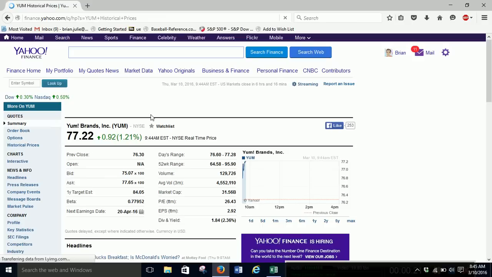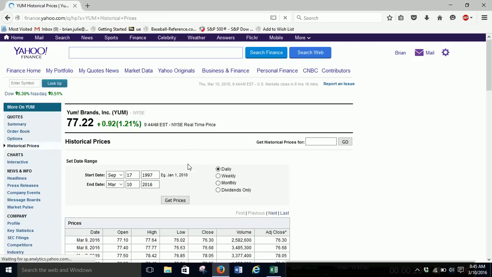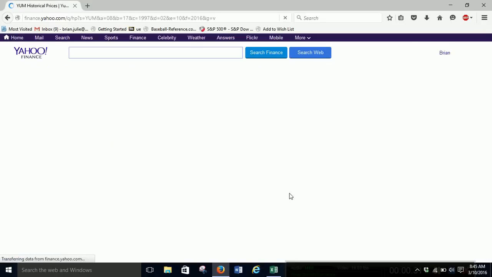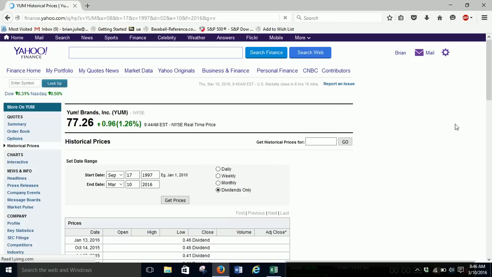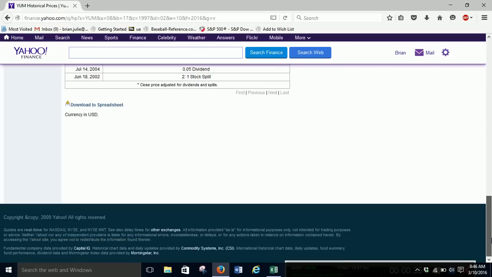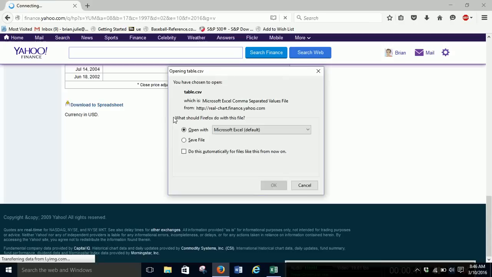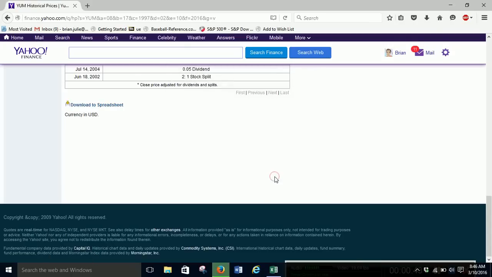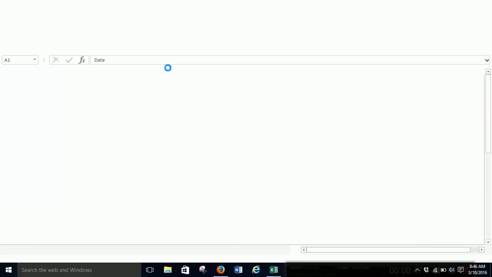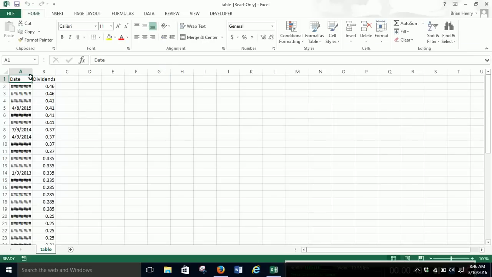So historical prices, if you want dividends, I think this is the best place to go. There might be other places, but we can click this little dividends only toggle, get prices. It'll give us a history of all of the dividends that they have paid, and we can export it directly into an Excel document. So that's pretty simple. It will come in as a CSV, so keep that in mind when you want to save it later. But anyway, we have dividends now.